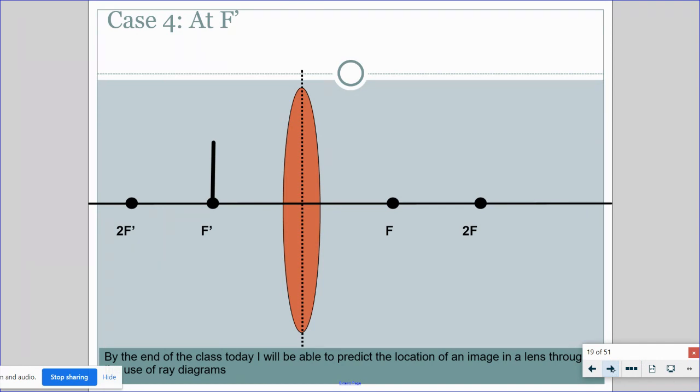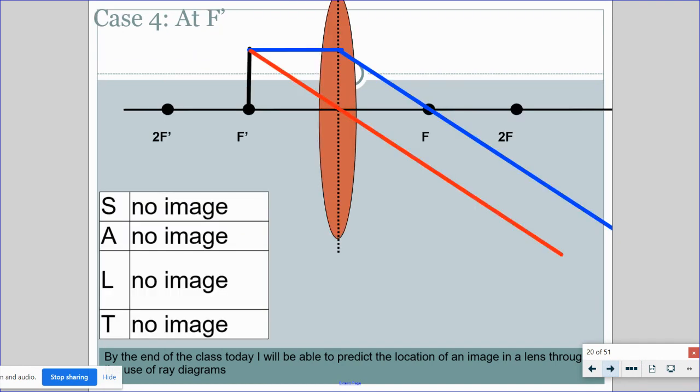If the object is at F, when we draw our 2 lines, they're parallel, so they do not meet. And so therefore we just put that no image is formed because they will never meet.